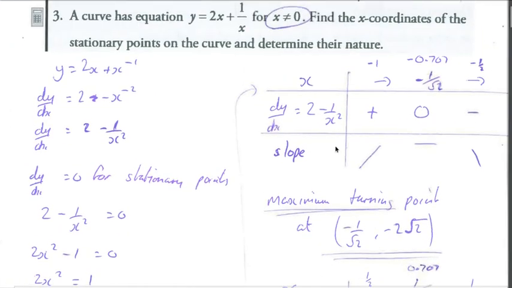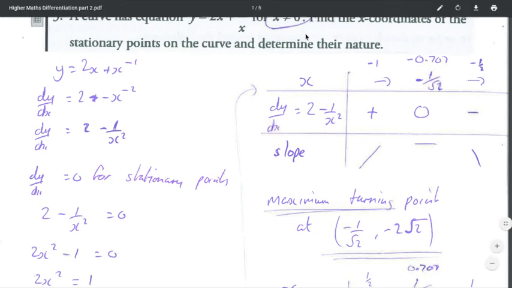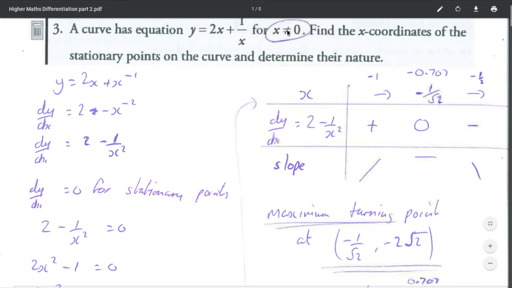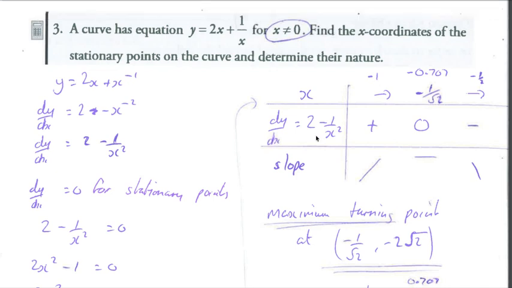So let's have a look at each one. So negative 1 over root 2 is negative 0.707. Remember, we cannot pick x equals 0 because x does not equal 0 on this curve. So I'm going to pick a number just before negative 0.707, or negative 1 over root 2. So I'm going to pick negative 1, and the number just after it, negative 1/2, and substitute these into dy/dx. So substitute in negative 1. Negative 1 squared is 1. So I've basically got 2 minus 1, which is positive.